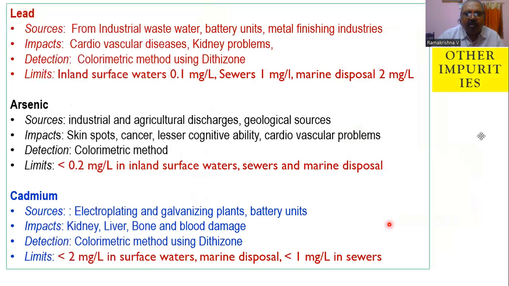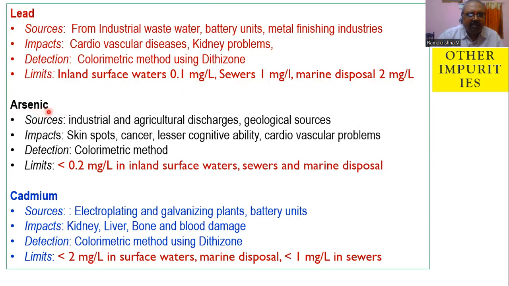The other impurities: if you look at lead, it is released from industrial wastewater, battery units, and metal finishing industries. It can cause cardiovascular diseases and kidney problems, and it can be detected using the colorimetric method. The limits: when disposed in inland surface water, it should not be more than 0.1 milligram per liter. For sewers, it should be less than 1 milligram per liter. And when disposed in marine or coastal disposal, it should be less than 2 milligram per liter.